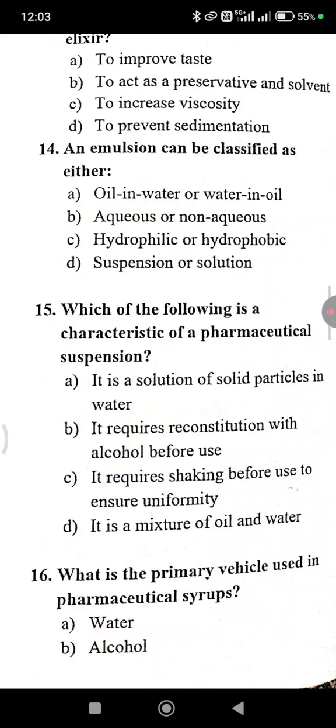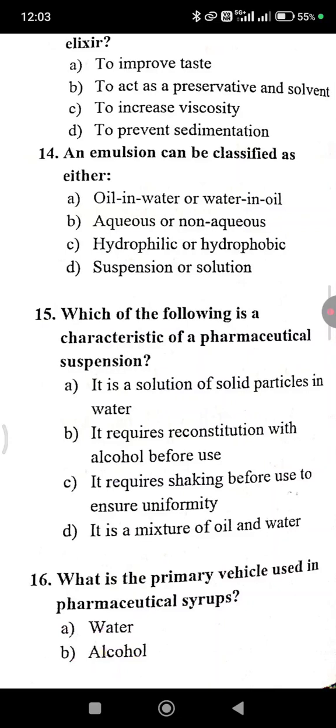What is the primary vehicle used in pharmaceutical syrup? Option A, water. Option B, alcohol. The primary vehicle used in pharmaceutical syrup is water.